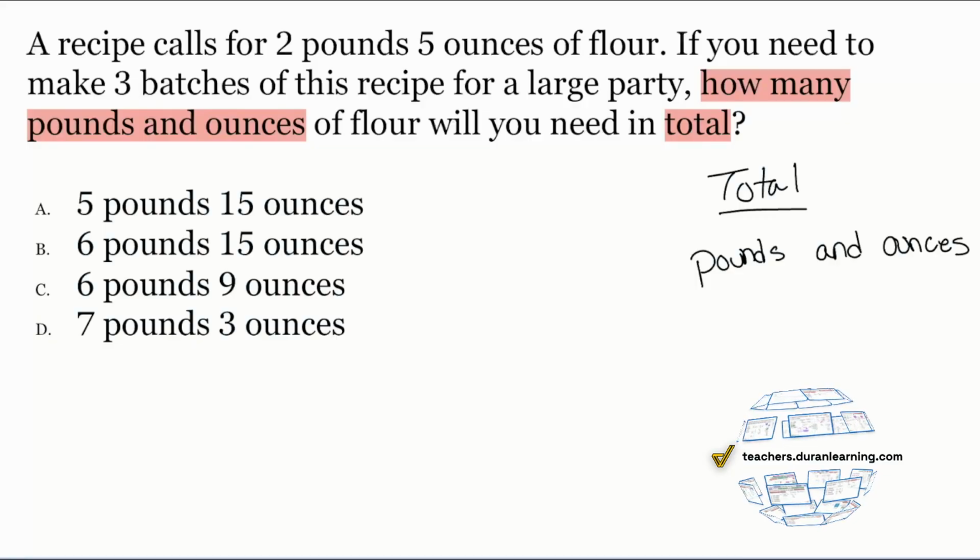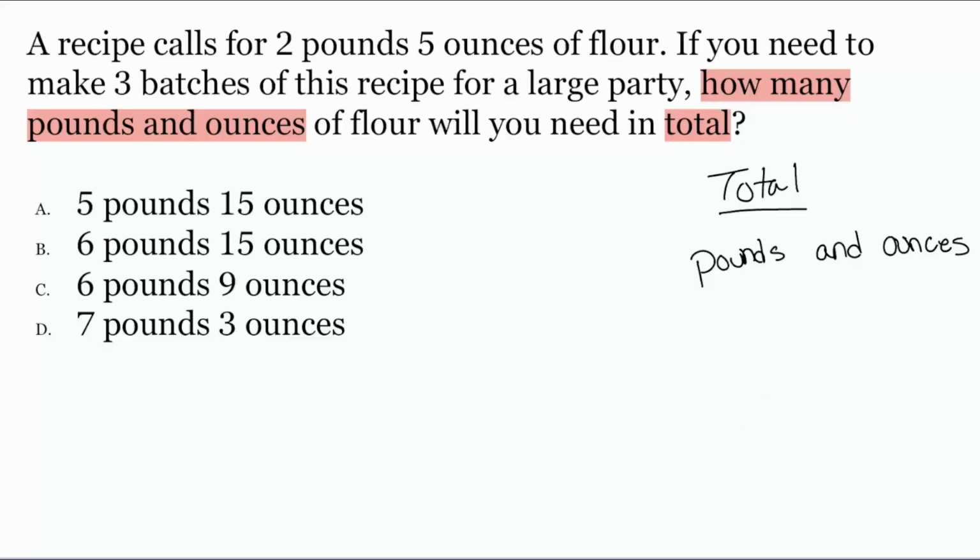Okay, boom. Now that we know what we're trying to end up at, let's begin understanding what we have to work with. The way I like to think about it is, what do we want? The question. What do we have? The information. And what's the connection? Translating that English into math. So here we go. What we have here is a recipe calls for 2 pounds, 5 ounces of flour. Okay, let me highlight that right there. We have 2 pounds and 5 ounces for the recipe. And then what we need to do here says, if we need to make 3 batches of this recipe for a large party, how many pounds and ounces of flour will you have in total?